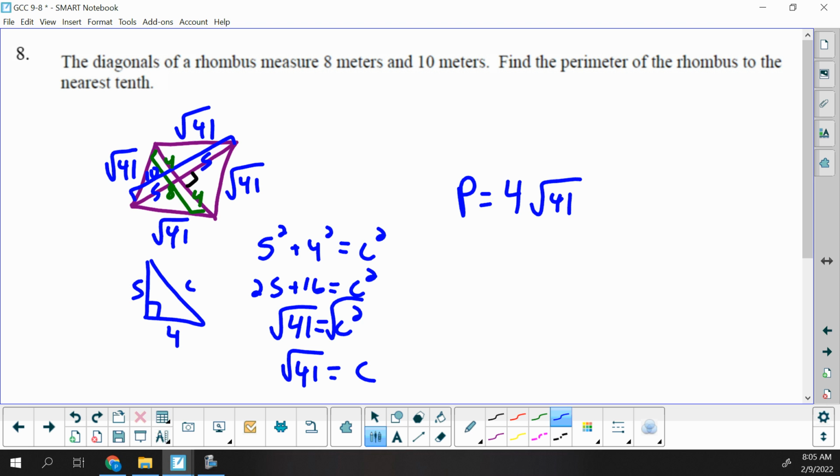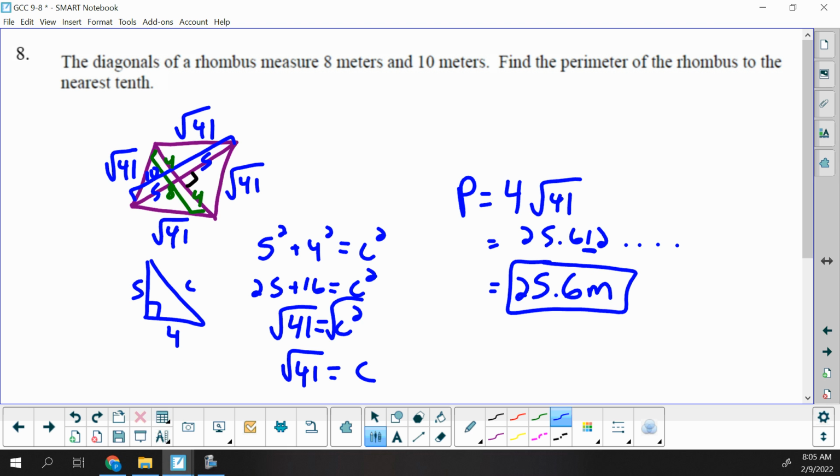Or you could do square root of 41 plus square root of 41 plus square root of 41 plus square root of 41. Now, they want our perimeter not in the exact form, but to the nearest tenth. So we can put this in the calculator and we'll get 25.612 and change. Rounding to the nearest tenth, we'll look at the spot after. We've got a 1. So that will keep the 6 as is. So we'll have 25.6. We do have units in this problem, and a perimeter is a one-dimensional measurement. So we would have 25.6 meters.